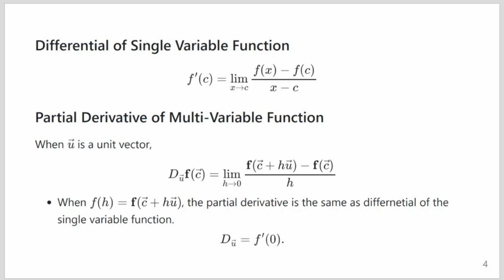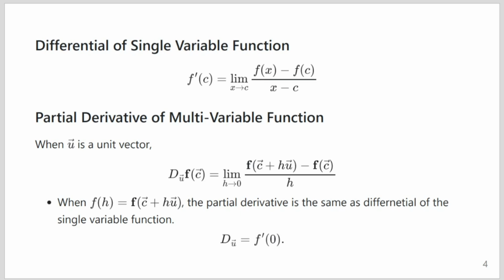Now, let's extend this concept to multivariable functions. A multivariable function takes several variables as input and transforms them into several output values. When calculating the rate of change of a multivariable function, we think of the reference vector, denoted here as c, as the point of reference.